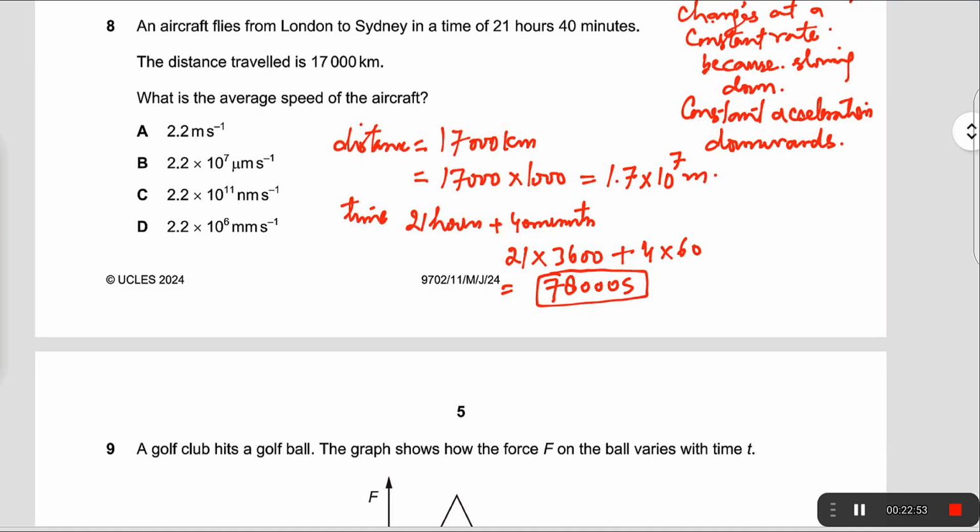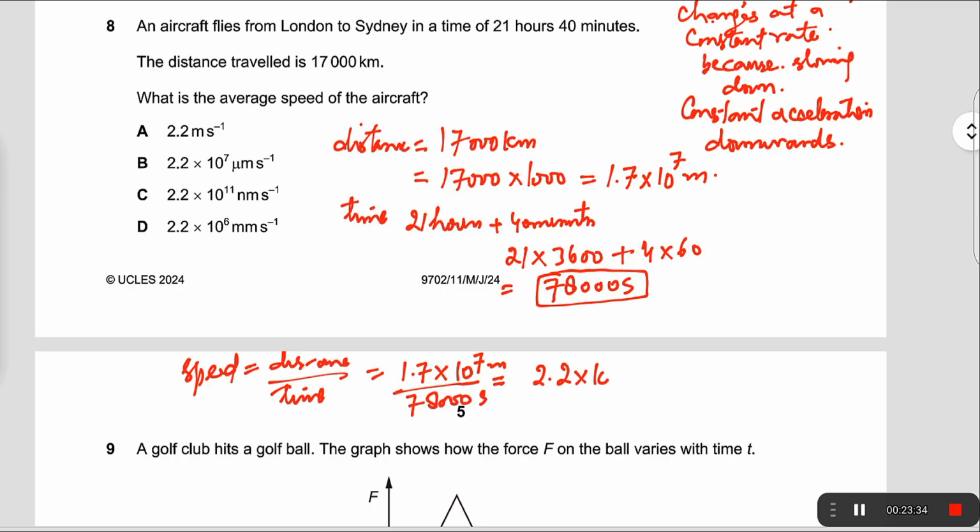Now the point is, what is the average speed? Speed is equal to distance divided by time. Distance is 1.7 multiplied by 10 raised to the power 7, divided by 7,800. This is in meters and this is in seconds. If we calculate it, it comes out to 2.2 multiplied by 10 raised to the power 2 meters per second. Because there is less space, I am calculating and directly writing the answer: 2.2 multiplied by 10 raised to the power 2.